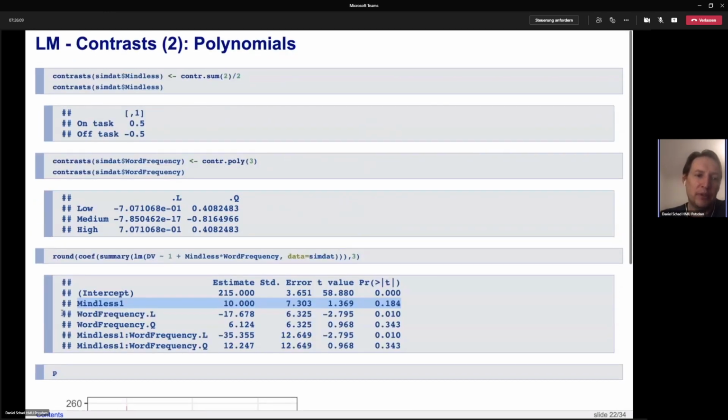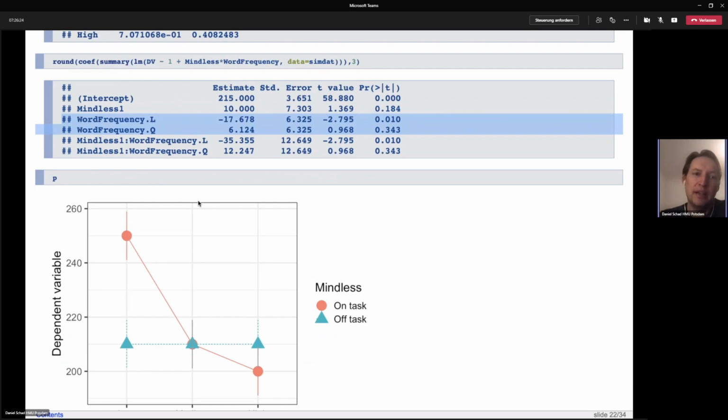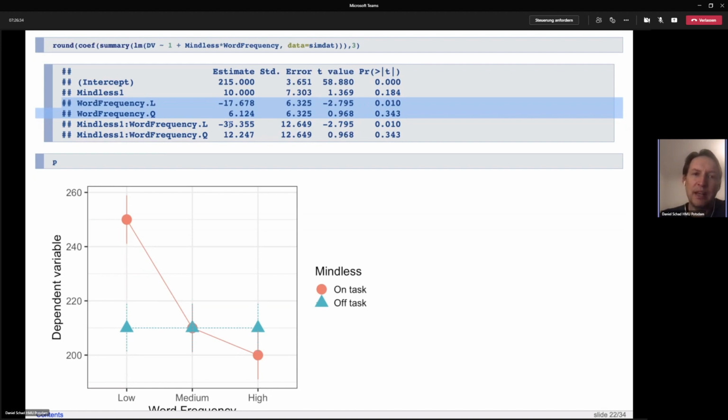So how about if we want to interpret the word frequency effects? Now we have to look how mindless reading is coded. Mindless reading has a centered contrast. So word frequency tests the overall effect of word frequency, averaged for mindless reading and mindful reading. And we can see the linear effect declines significantly, so minus 17. So there's a linear decrease across word frequency levels. And there's also a quadratic effect, which is positive, but it's not very strong.